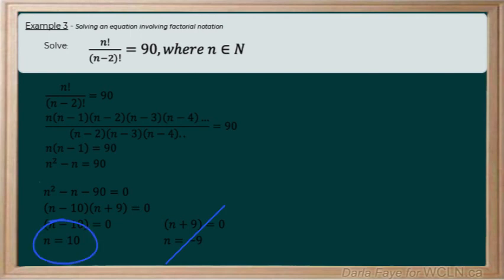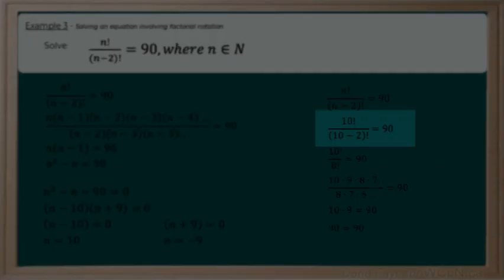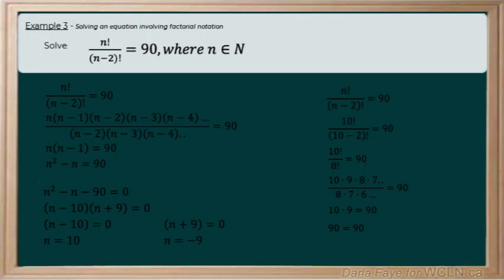And just like with any other equation, we can check to see if we're right by substituting our solution into the original equation. So if I substitute 10 back into our original equation and simplify the left side, I can see that 90 is in fact equal to 90, and 10 is our solution.